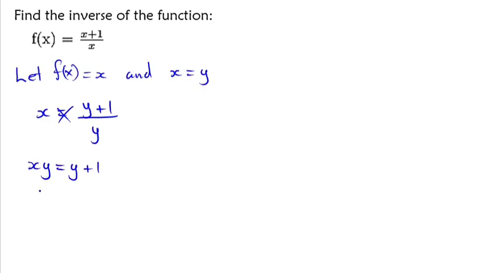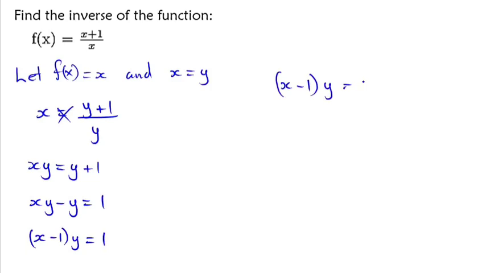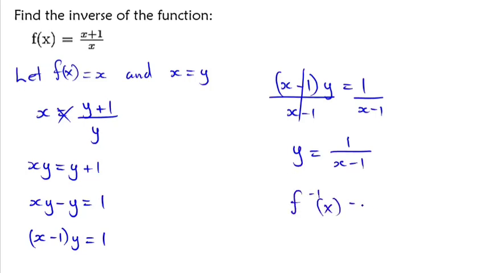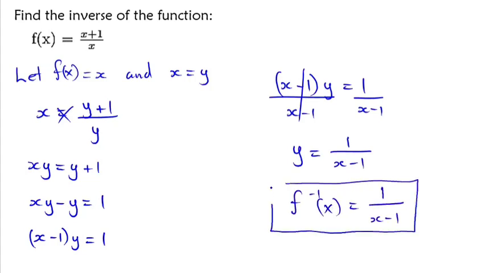Remember, I'm making y the subject of the formula, so this will become xy minus y is equal to 1. So x minus 1, we factor out the y, and this is equal to 1. So I have x minus 1 with the y being equal to 1. I'll divide both sides by x minus 1. So this cancels. This means that y is equal to 1 over x minus 1. In the final expression, replace y with the inverse function, and then this is equal to 1 over x minus 1. So there we have it. This is our final result.